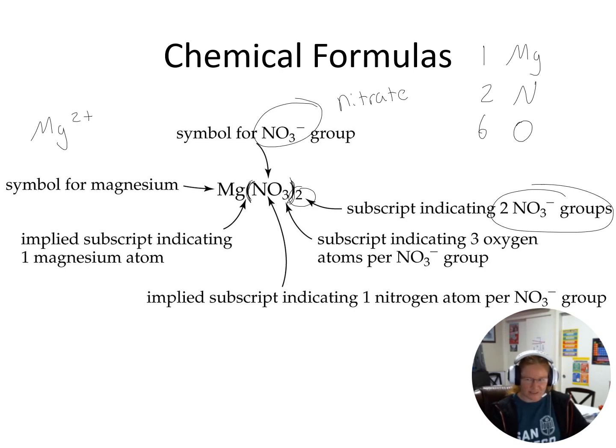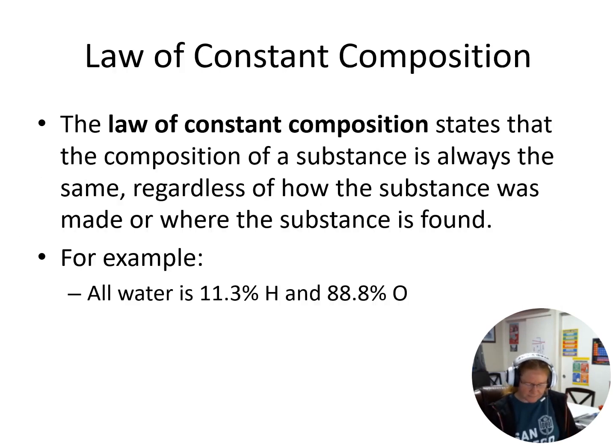Okay, so that's how we write our formulas. Now, we have this thing called the law of constant composition. What this means is the composition of a substance is always the same no matter where we get it from. So water is always going to be H2O. It's always going to have 11.3% by mass hydrogen and 88.8% by mass oxygen. Now, the thing is this is by mass. So I'm going to do kind of a rough calculation here, and I'm going to show you where we get the 2 and the 1.